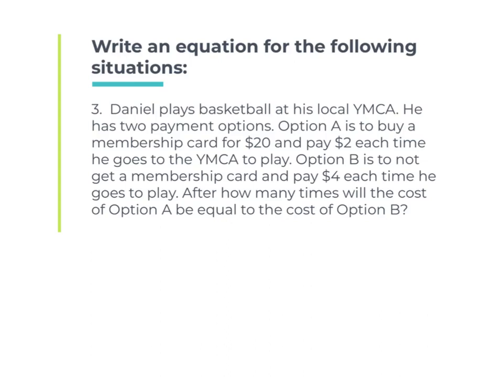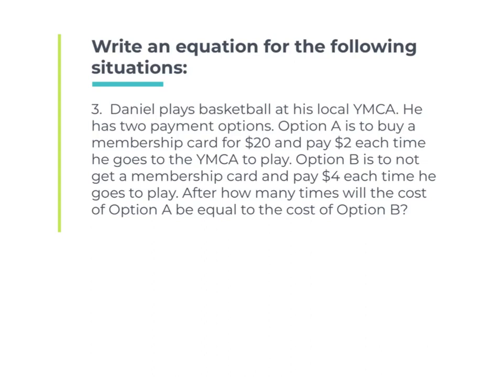Okay, example 3, our first step is to read the situation. Daniel plays basketball at his local YMCA. He has 2 payment options. Option A is to buy a membership card for $20 and pay $2 each time he goes to the YMCA to play. Option B is to not get a membership card and pay $4 each time he goes to play. After how many times will the cost of option A be equal to the cost of option B?